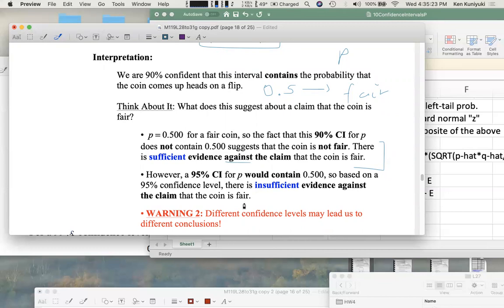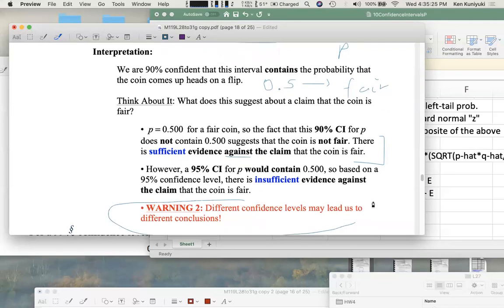So this might freak you out, and this freaks out pure mathematicians. Different confidence levels may lead us to different conclusions, okay? I mean, if we had a 100% confidence interval, that interval goes from 0 to 1. Well, yeah, of course P is going to be somewhere in there, right? I mean, we're 100% confident P would be between 0 and 1, but then that doesn't give us any information. We have no basis to call David a liar, right?